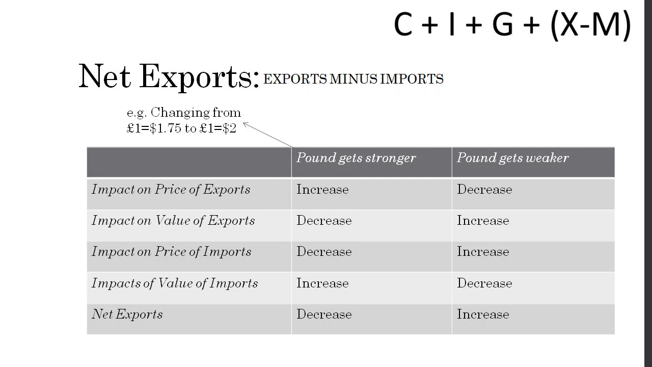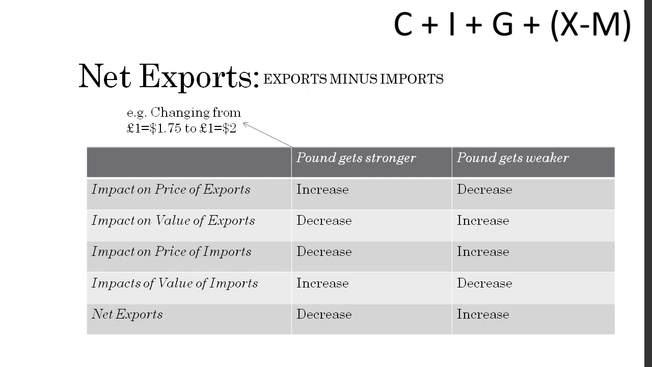Now we look at the effect of a stronger pound on imports. Since the pound is stronger, foreign goods and services are cheaper, so the price has decreased, which will cause more households to import more goods. This will cause the value of imports to increase.